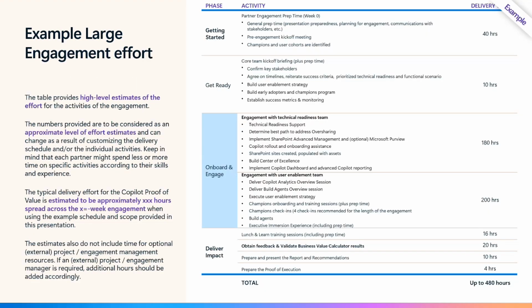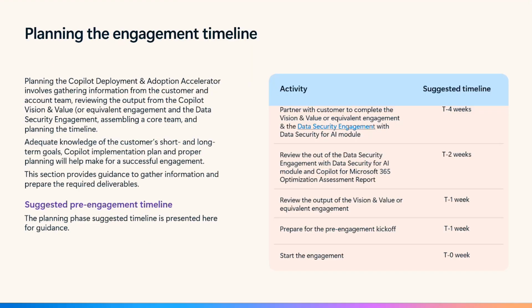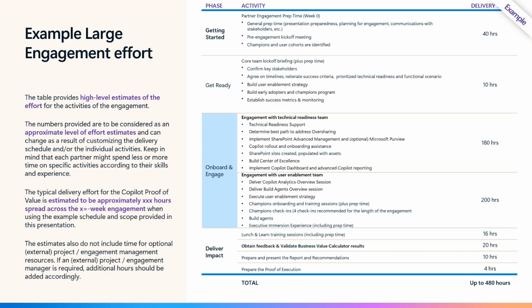One more example here, just about the template. As you see here, we talked more by week, but here we will talk more by hours. So how to get started, for example, for preparation, presentation, planning and engagement, it can take about 40 hours to be ready for the core team kickoff and to confirm the stakeholders. And the other thing, it can take 10 hours.